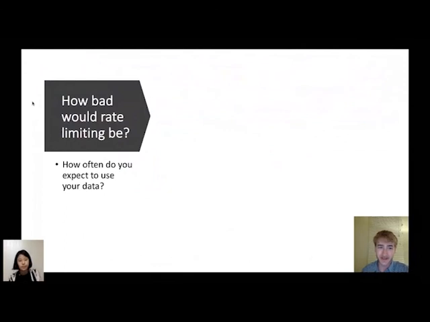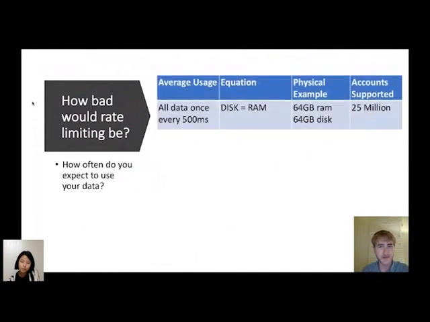So how bad would rate limiting be? You hear rate limiting and you think, oh no, I'm not going to be able to use my account all the time. But the reality is, how often do you actually expect to use your data? In the current system, we've set the RAM to be the same as the disk for the memory map file. So disk equals RAM. The actual allowed usage is that you can access all your data, every single block. But the only amount of accounts that we can support in this case is 25 million.